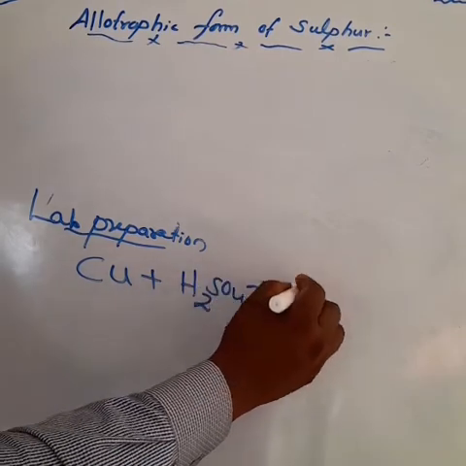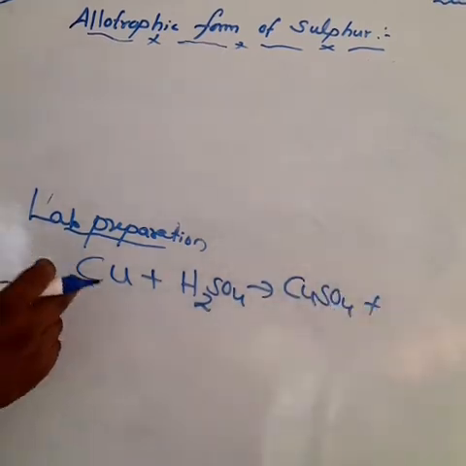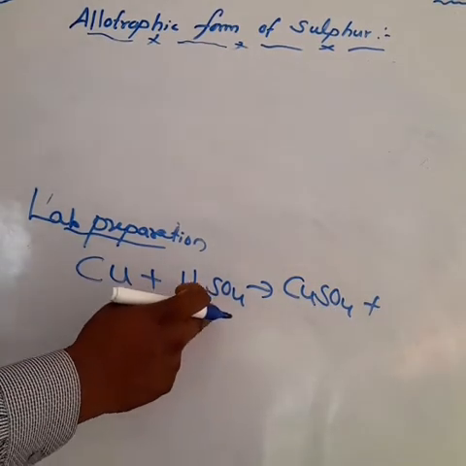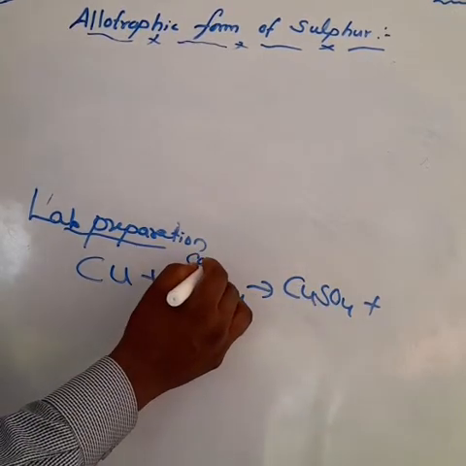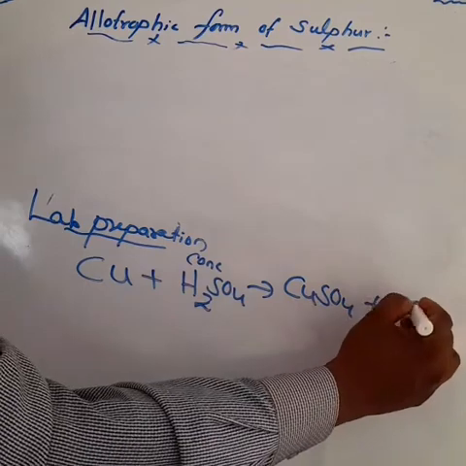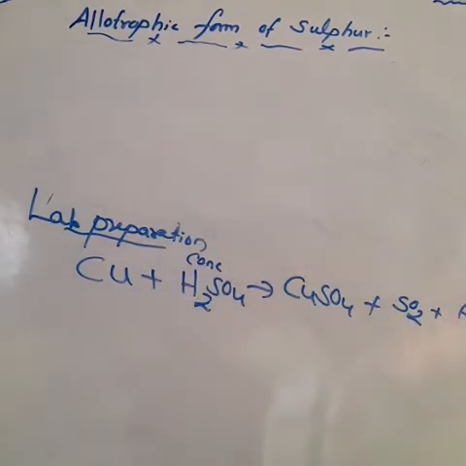So we get copper combines with sulfate, we get copper sulfate. Here we are adding concentrated sulfuric acid. Sulfur dioxide gas is produced, that is SO2. The hydrogen combines with the oxygen, we get water molecules.